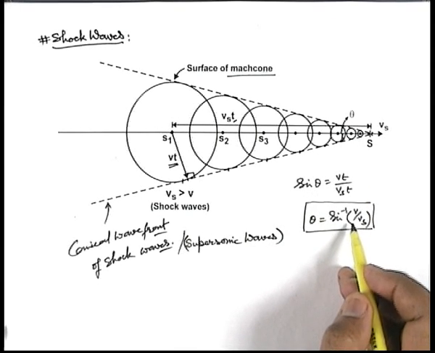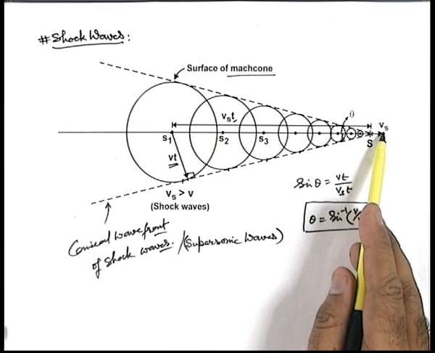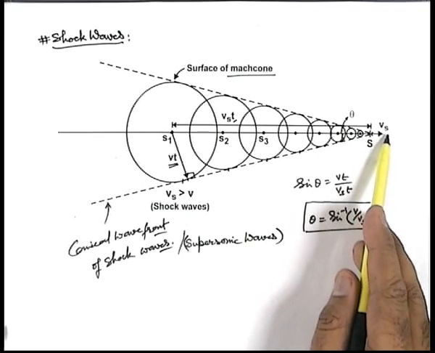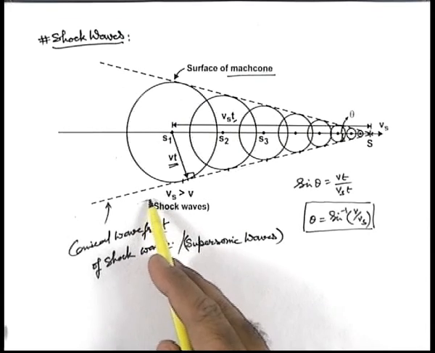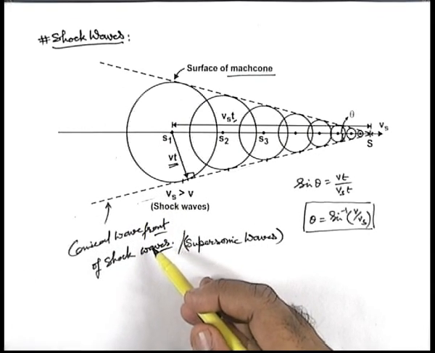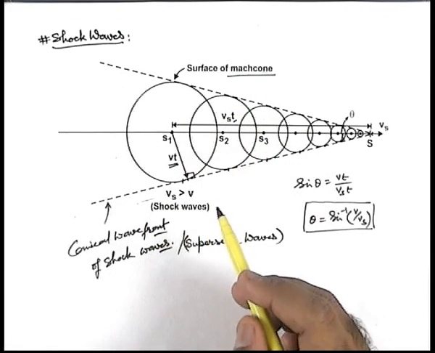Now in this situation, if the value of velocity of source is changed, obviously the angle will also change, and this particular conical surface or the conical wavefront is termed as Mach cone.